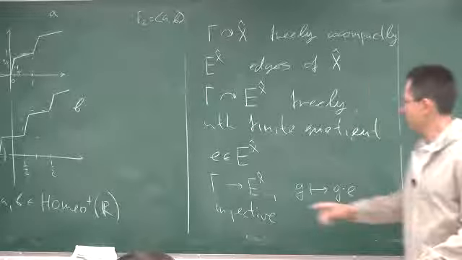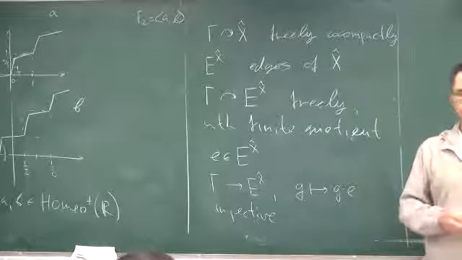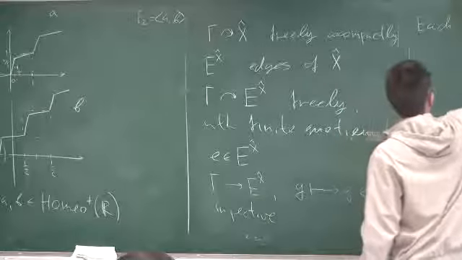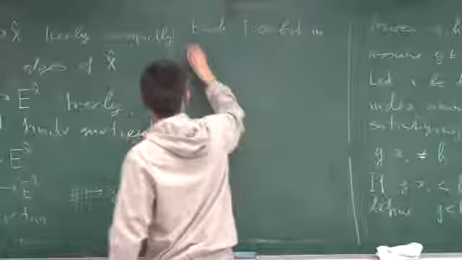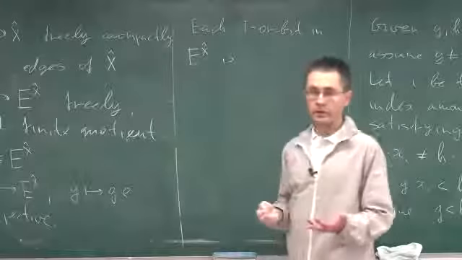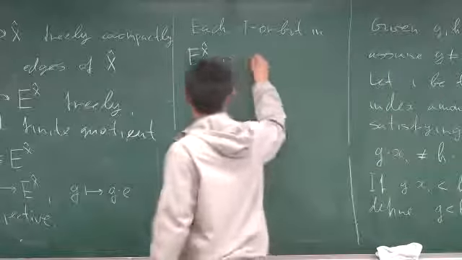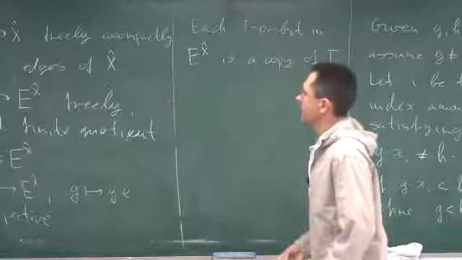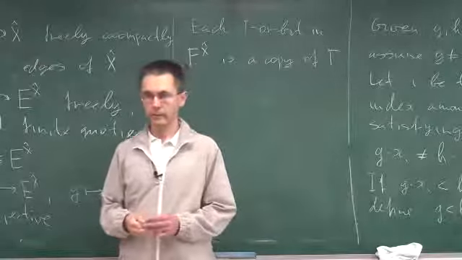So in other words, this map here gives a bijection between the group and the orbit. This proves the following: each orbit, gamma orbit, in the set of edges can be viewed as a copy of gamma, just as a set. There is a bijection between gamma and this set, it is a copy of gamma. So we have this group action on this set, and how many orbits do we have?